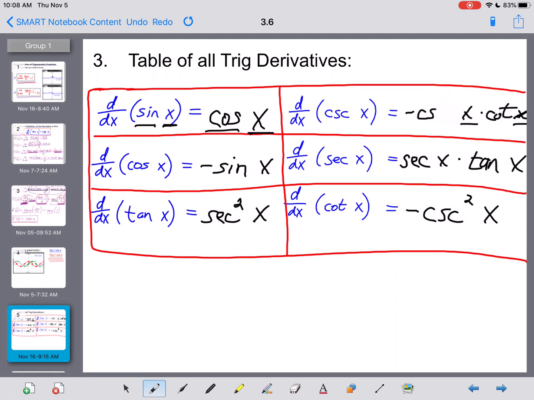I got to fix that because that looks horrible. All right, here's the first thing I want you to notice. There are 6 derivatives here. Notice how many of them are negative.